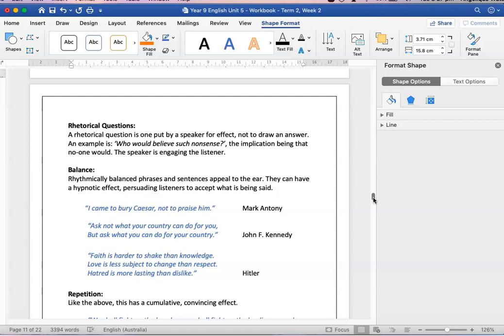And then Hitler: faith is harder to shake than knowledge. Love is less subject to change than respect. And hatred is more lasting than dislike.